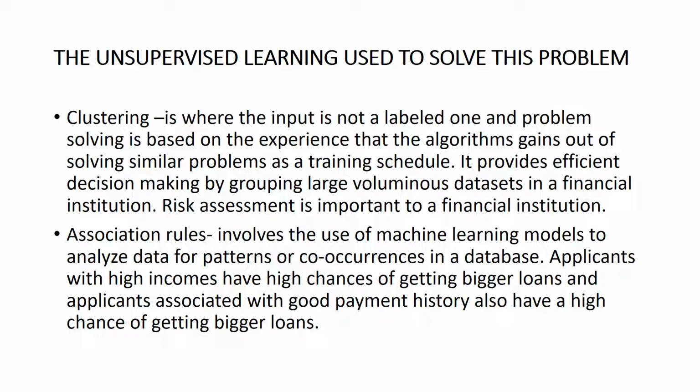Then that AI will be able to gather everything and bring out the result. Then association rules. This one involves the use of machine learning models to analyze data for patterns or co-occurrences in a database. Applicants with high income have high chances. Now we are just associating. If such and such a person is getting such an amount of money, it means you can be able to access this.